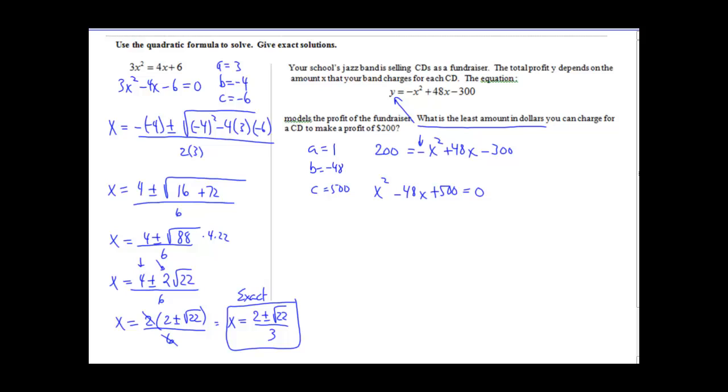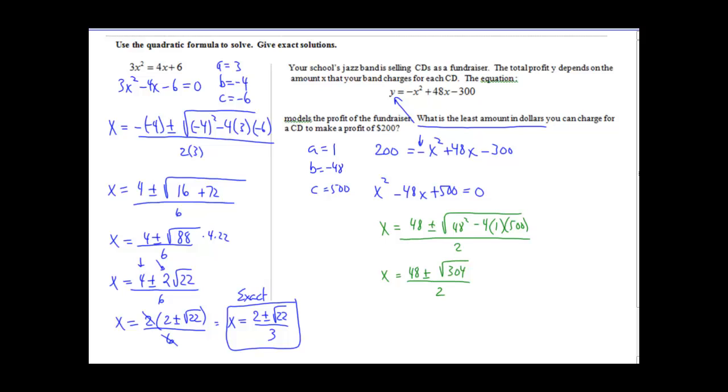Using the quadratic formula, we're going to get x equals the opposite of 48, so 48 plus or minus the square root of 48 squared minus 4 times 1 times 500, all over 2 times 1. X equals 48 plus or minus, well, 48 squared minus the 4 times 1 times 500 should give you the square root of 304, all over 2.